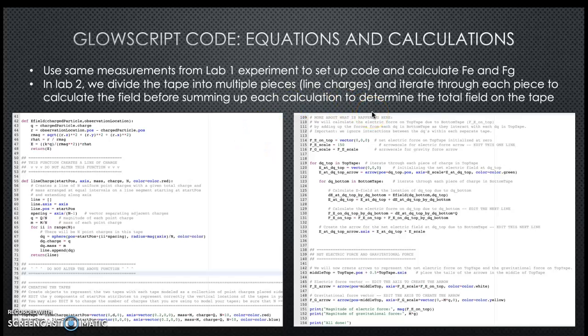Here's my GlowScript code. The beginning part of it and the setup of the constants is pretty much identical to that of Lab 1. The difference here is that now, rather than calculating it as one single point charge, we divide the tape into multiple pieces, aka the line charges, and we then iterate through each piece to calculate the field before summing up each individual calculation to determine the total field on the tape.